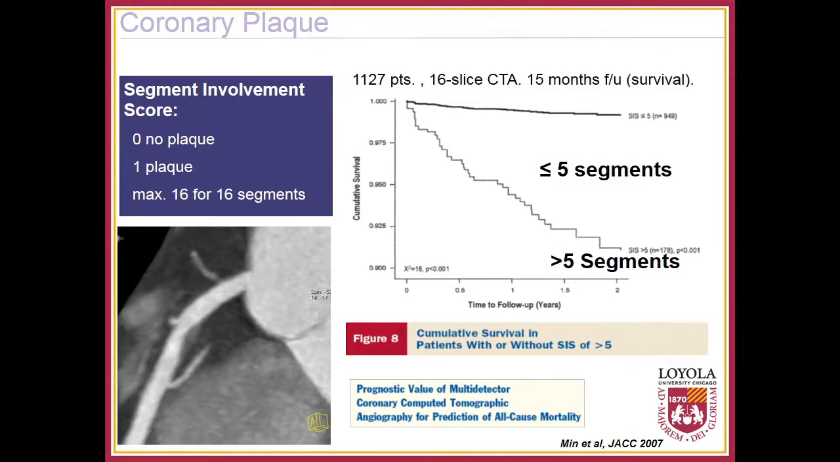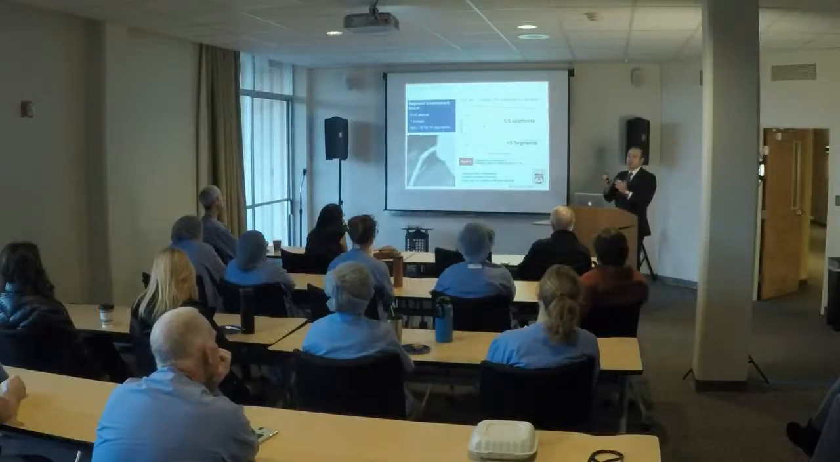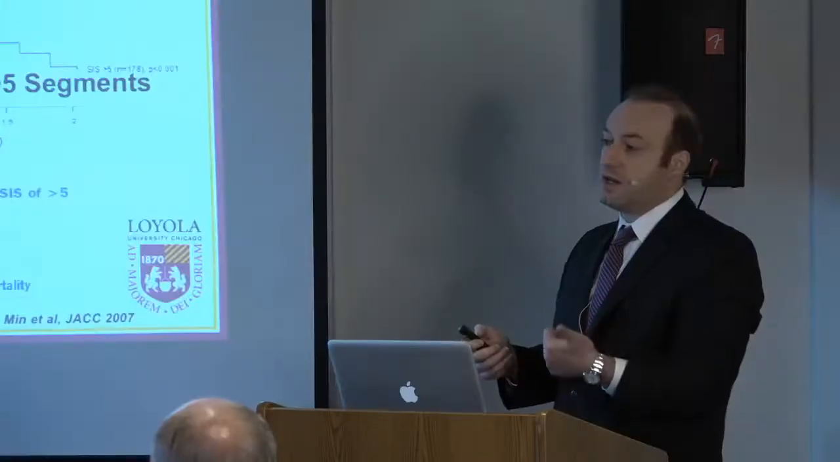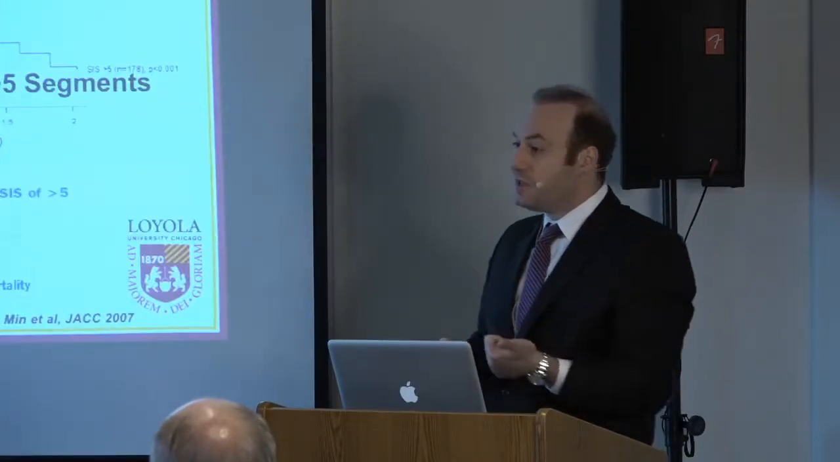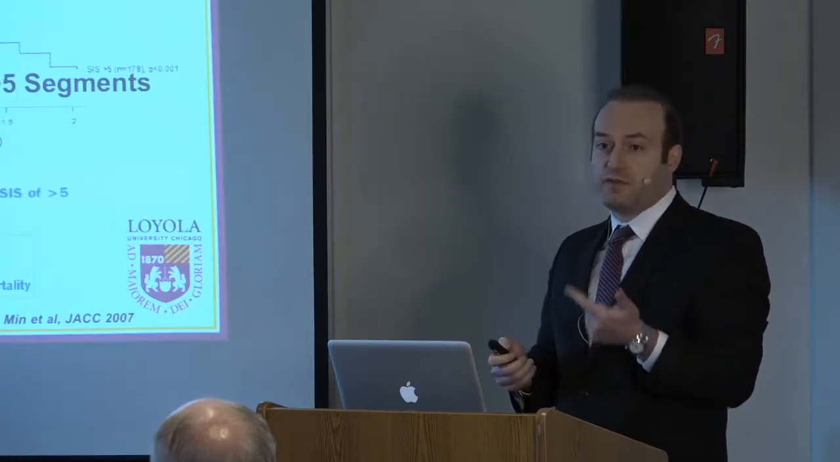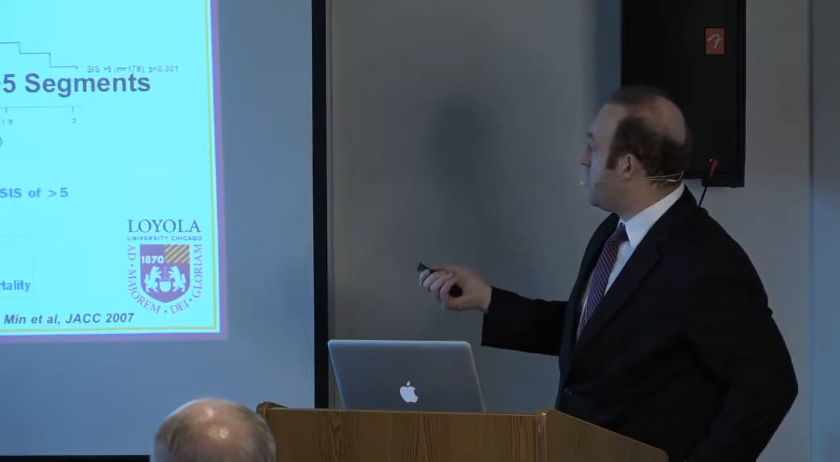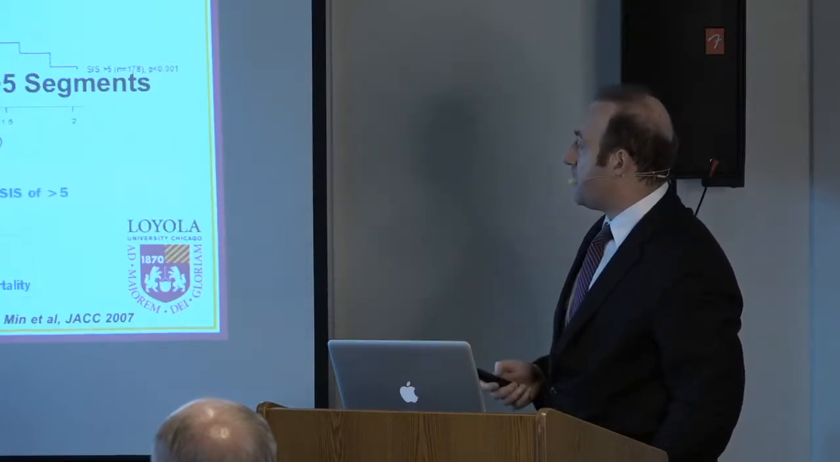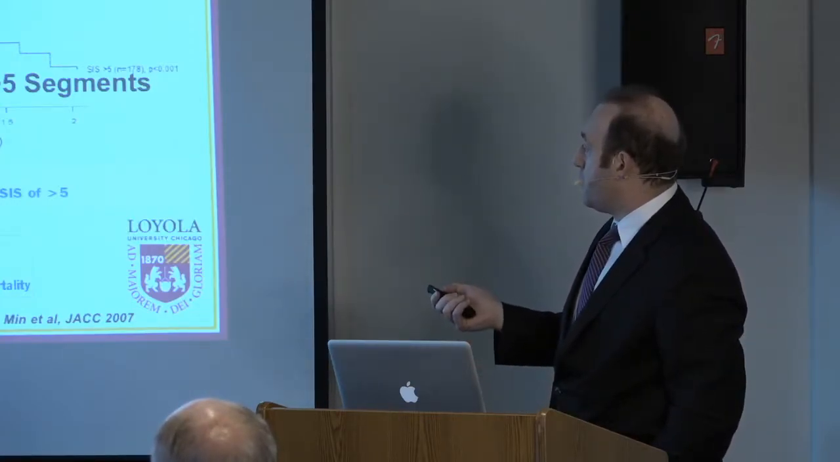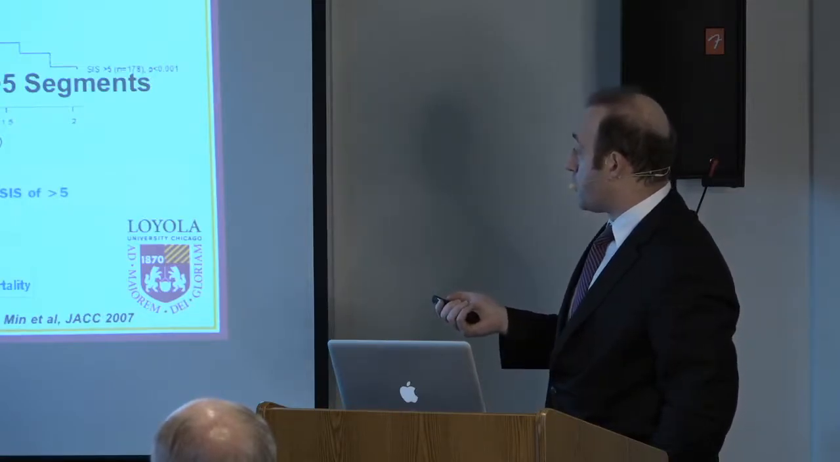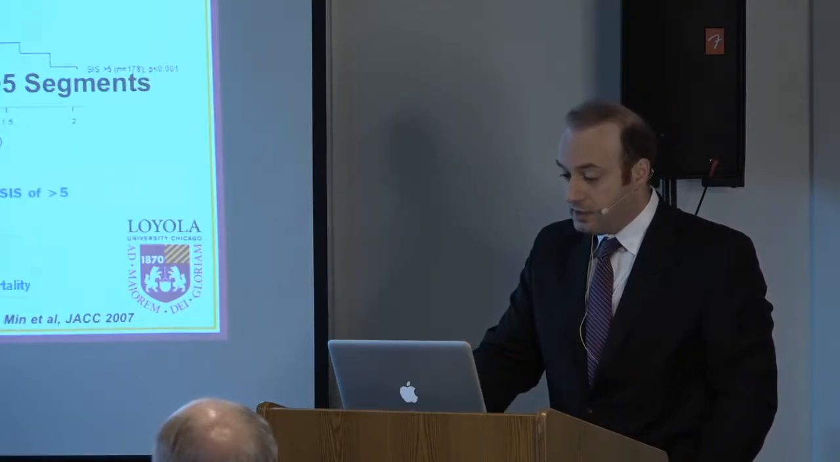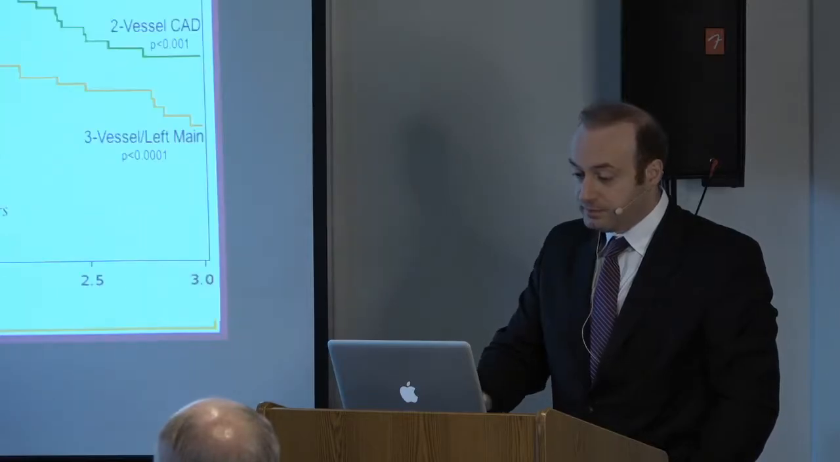And what the investigators did was they divided up the coronary tree into 16 segments, and in each segment assessed whether there was or was not plaque. So they didn't characterize the composition of the plaque or assess for adverse plaque characteristics, just whether there was or was not plaque. And they found that when greater than 5 segments had atherosclerosis, their overall survival was worse compared to those who had less than 5 segments involved.